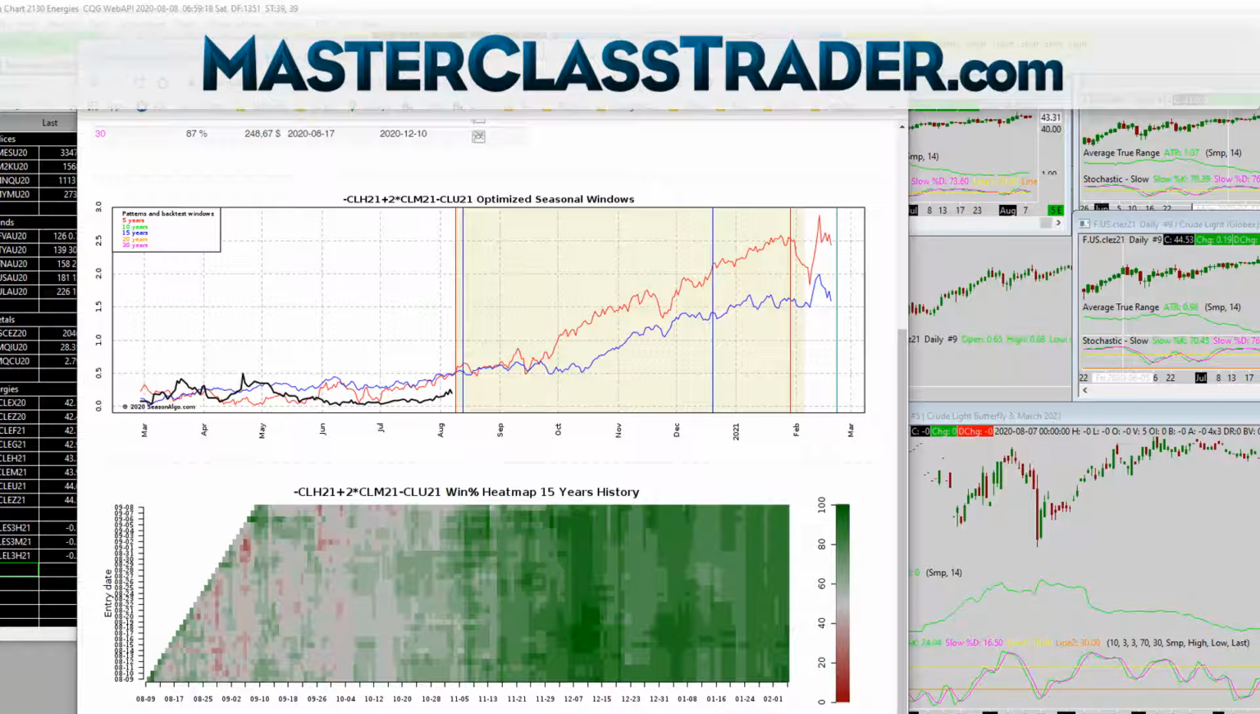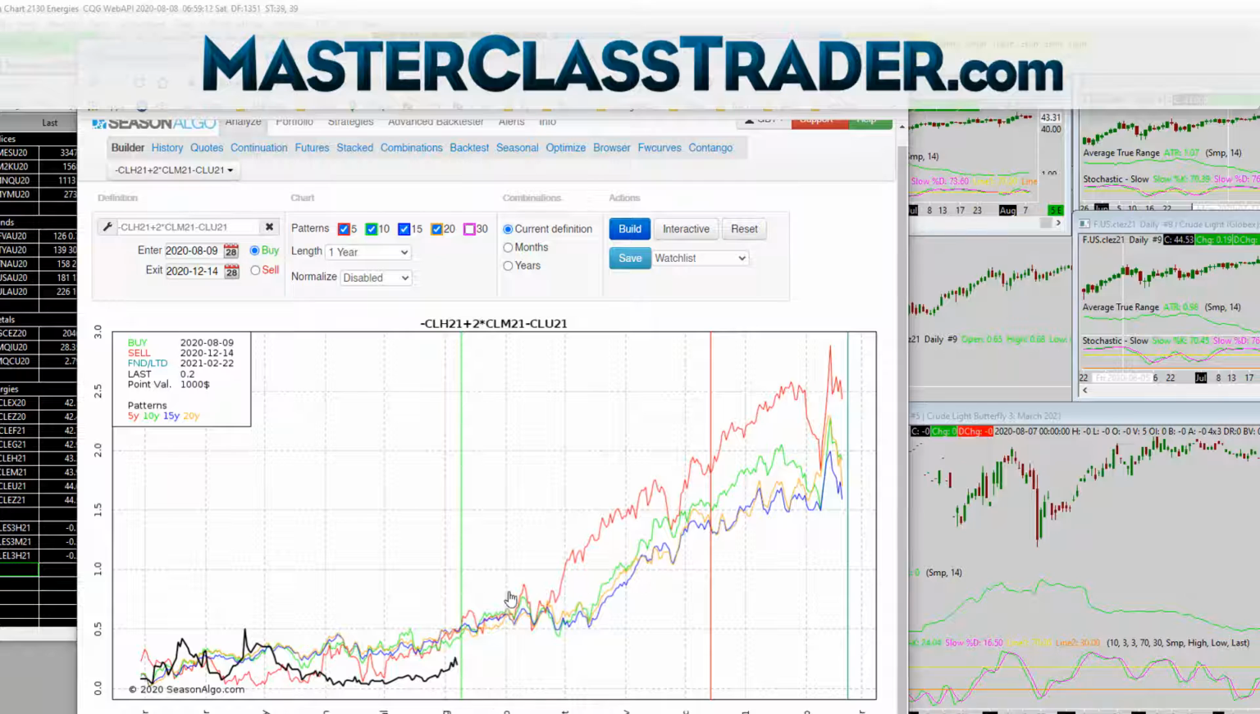Does that make sense? Again, let's look at the 5, 10, 15 and 20-year averages. You can see that in all of those. You can see a little bit bullish, but sideways for most of those averages in August and September. A little bit of volatility there in December. And then a little bit of stagnation as you head towards February.